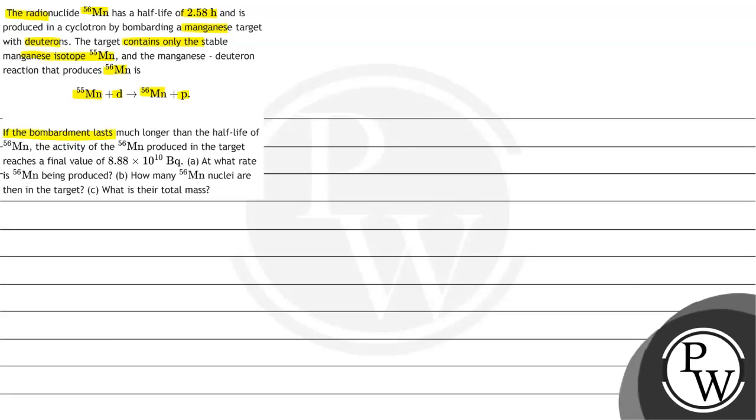If the bombardment lasts much longer than the half-life of 56 Mn, the activity of 56 Mn produced in the target reaches a final value of 8.88 × 10^10 Bq. At what rate is 56 Mn being produced? So part A asks the rate of production of 56 Mn. Part B asks us how many 56 Mn nuclei are then in the target, and C asks what is their total mass. So let us first revise the key concept behind this question.